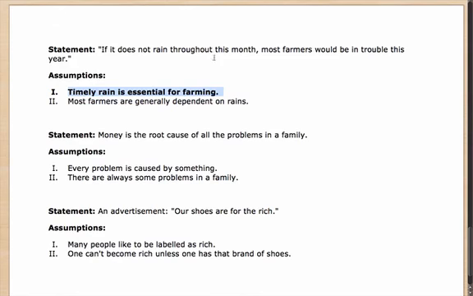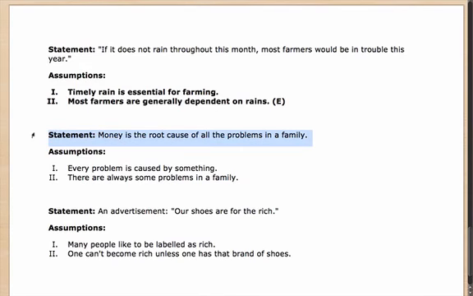when they say that if it does not rain throughout this month. Another thing is that most farmers are generally dependent on rains. Once again, because it clearly says that if it does not rain, most farmers are in trouble. If they are in trouble, that means they are dependent on the rains. Which means that in this case, both the statements or both the assumptions are implicit, and I would mark E. Let's look at one more.